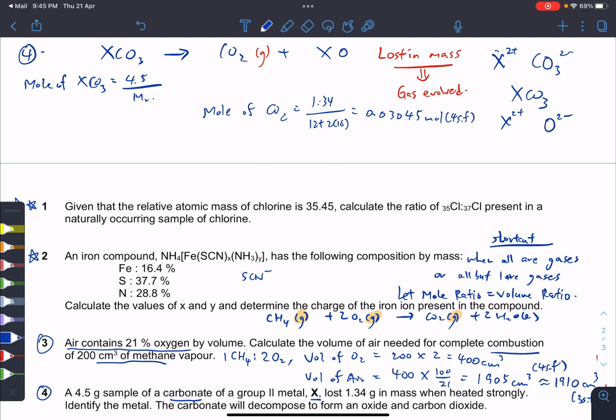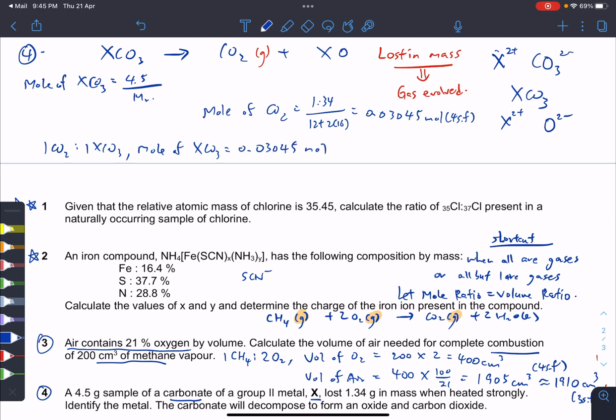Okay, cool. Second step, done. Third step, mole ratio. Sure, let's find the mole ratio then. So 1 CO2 is to 1 XCO3. So same mole. So mole of XCO3 is 0.03045.